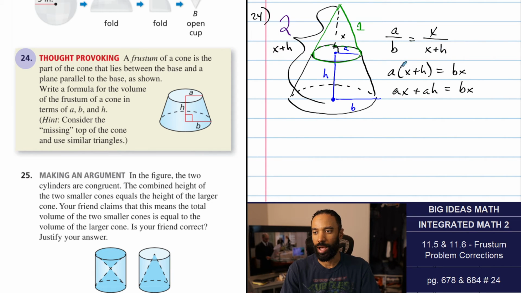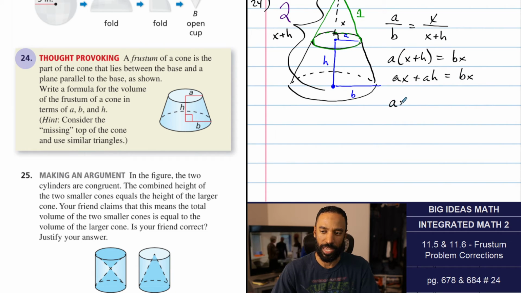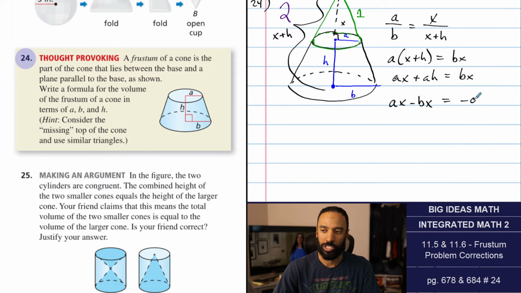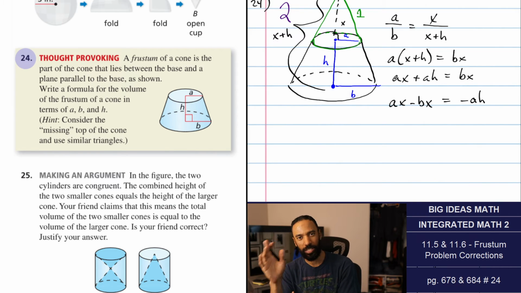Now when we cross multiply, A times X plus A times H is here, and BX is here. I would love to make this say A minus B again, just to have that kind of alphabeticalness to it. But if I subtract BX over, I subtract AH over here. And that's kind of what threw me off last time. I wanted to keep other things positive, so we'll see what comes as a result of this.